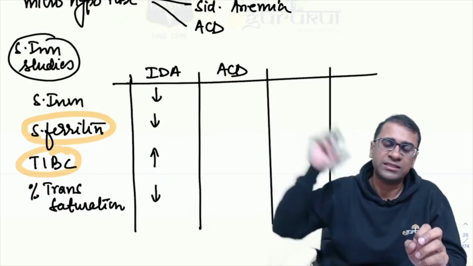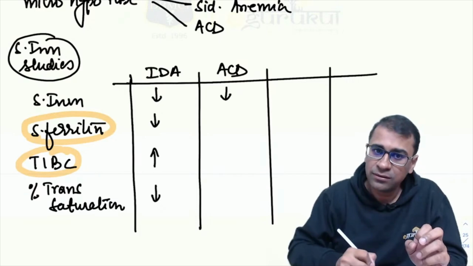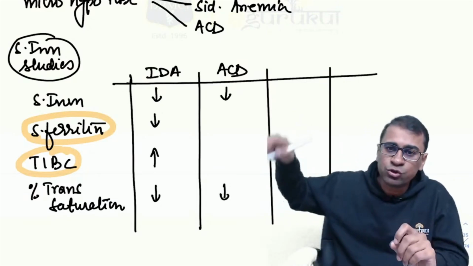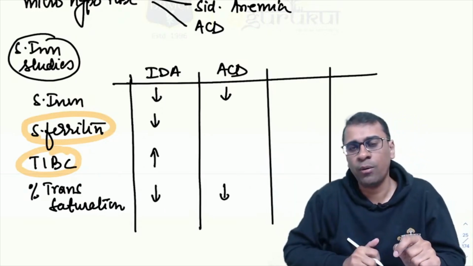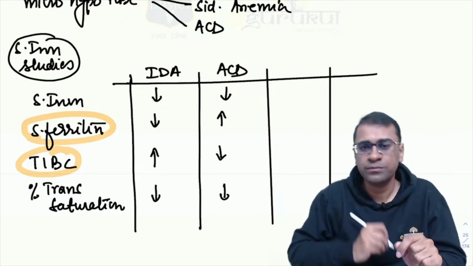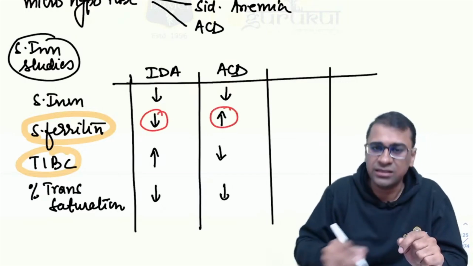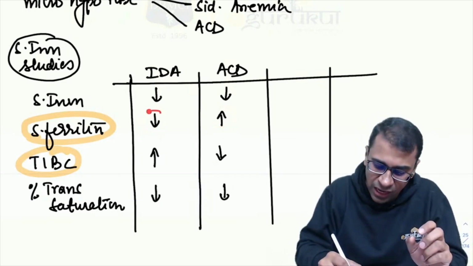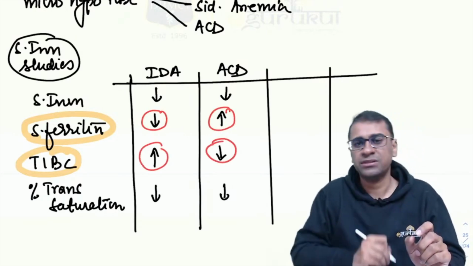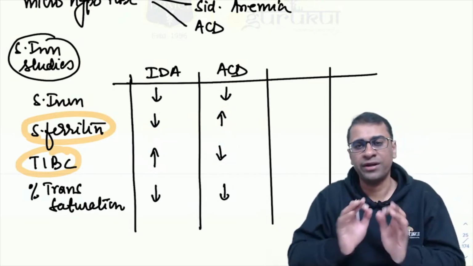Now you get to ACD. In ACD, there is low iron and low saturation. But these two become exactly opposite: ferritin is high and TIBC is low. Got the point? How to differentiate iron deficiency anemia from ACD? Exactly opposite. Here low ferritin, high TIBC; here high ferritin and low TIBC. This is how to differentiate a case of IDA from anemia of chronic disease.